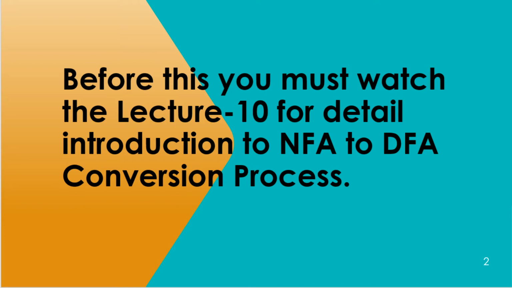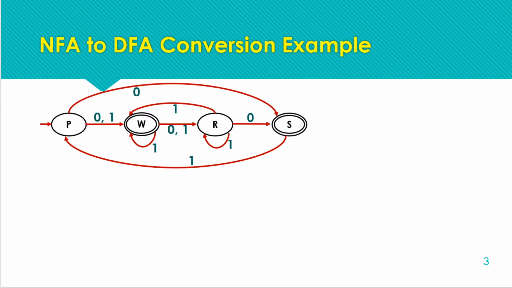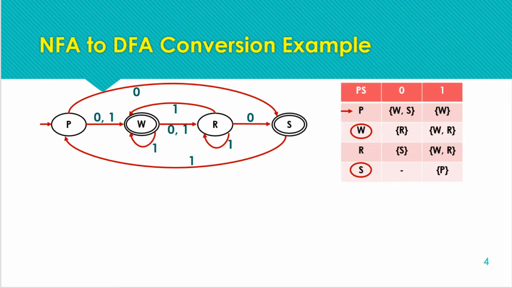So now we are considering one example for the NFA to DFA conversion, or we can say another example. One we have already covered in lecture number 10. So this is another example for NFA to DFA conversion. This is the given NFA with 4 states P, W, R and S, where W and S are the final states, P and R are the non-final states, and this is the transition table for the NFA.